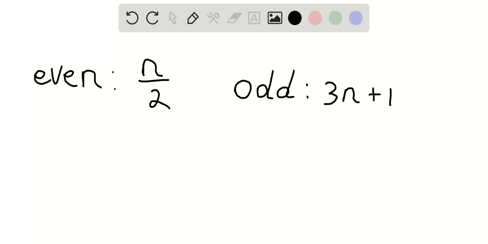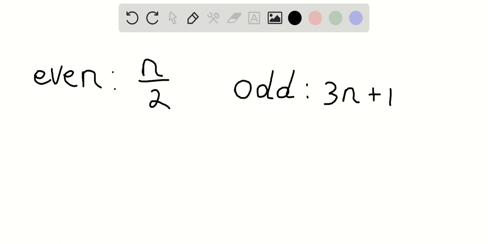Okay, so let's play a fun little game. Go ahead and pick any number you want, any natural number, so any counting number. That number is going to either be even or odd, right? Any natural number, any counting number, has to either be even, meaning it's divisible by 2, right?